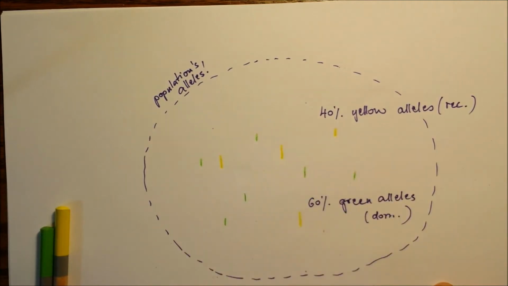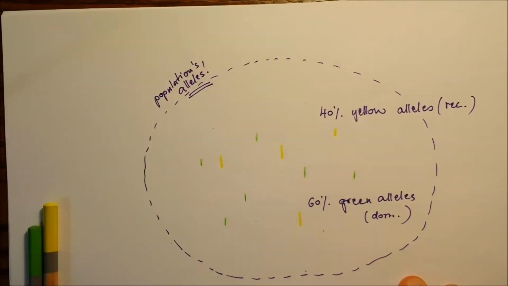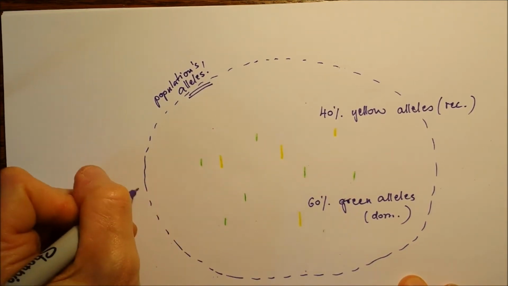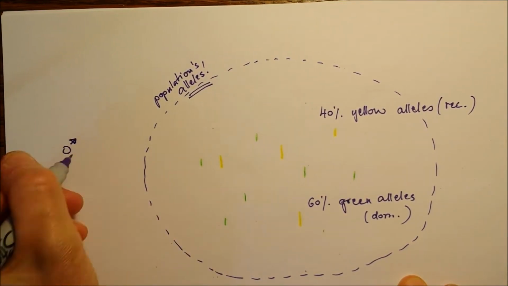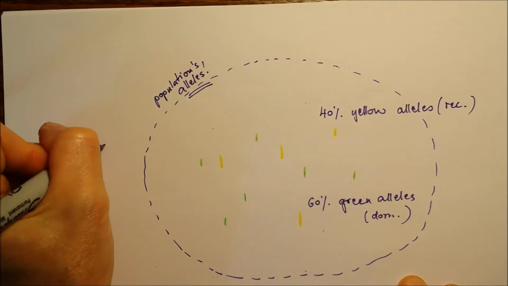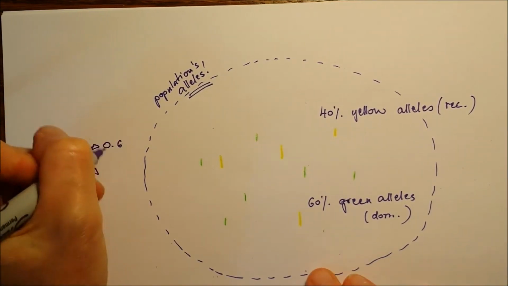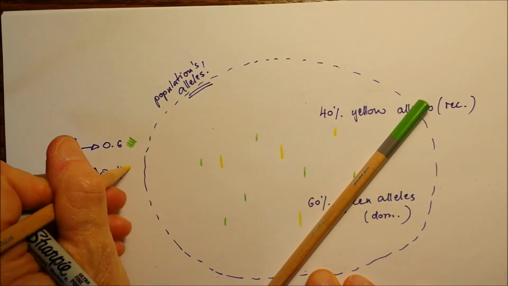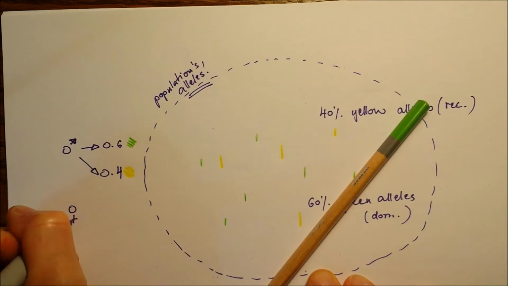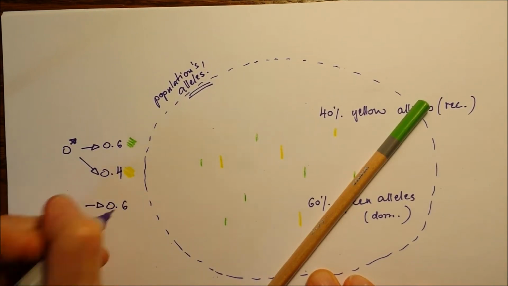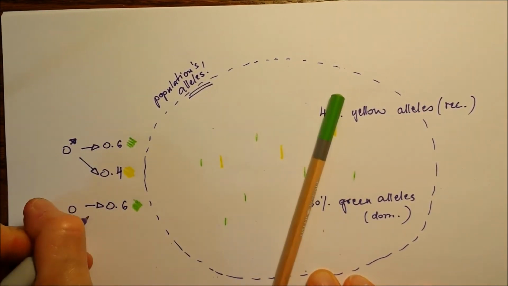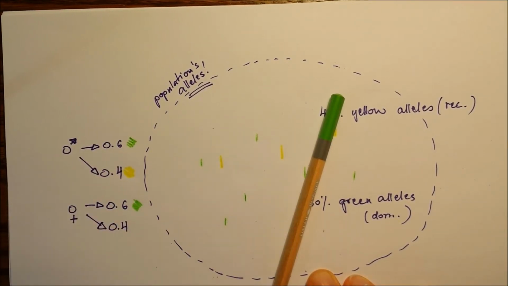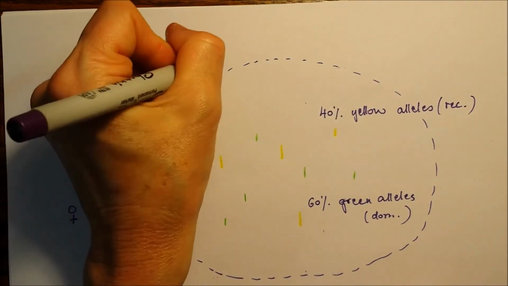Now, it's also important to point out that the gametes that they form, the sperms as well as the eggs, their allele distribution will follow the population's allele distribution. 60% of the sperms will carry the green allele and 40% will carry the yellow allele. Same with the eggs, the distribution of alleles in the gametes. That's really important.